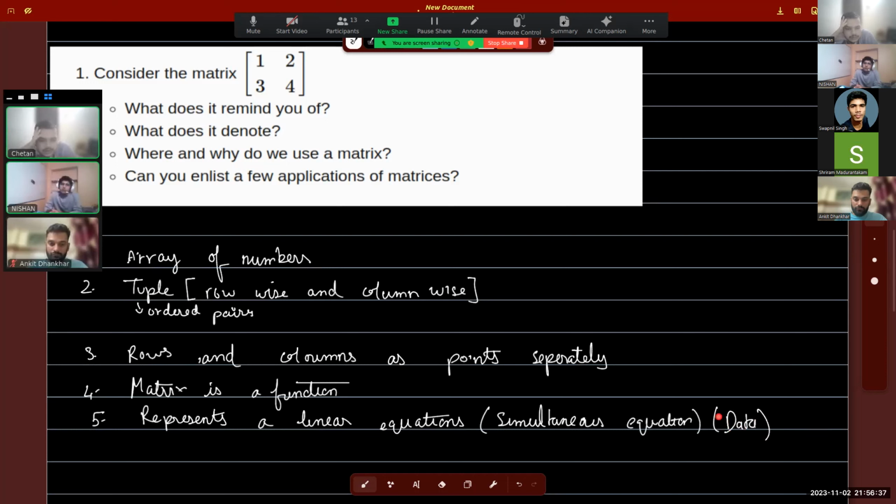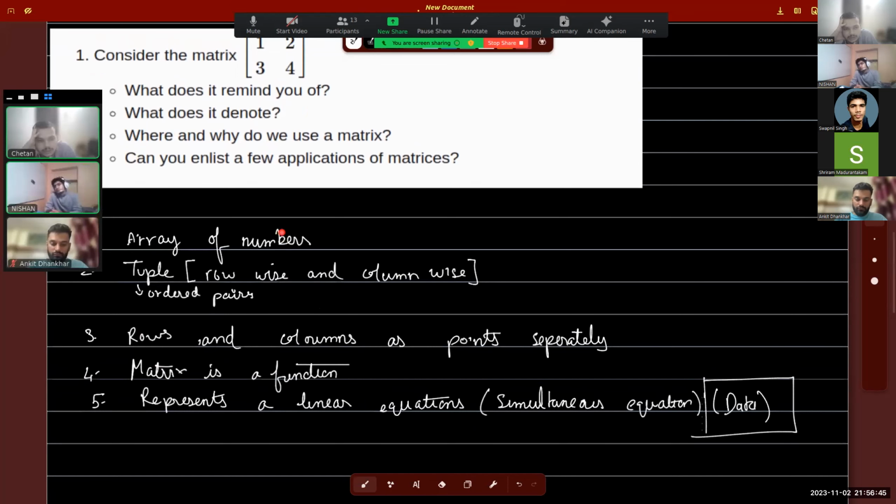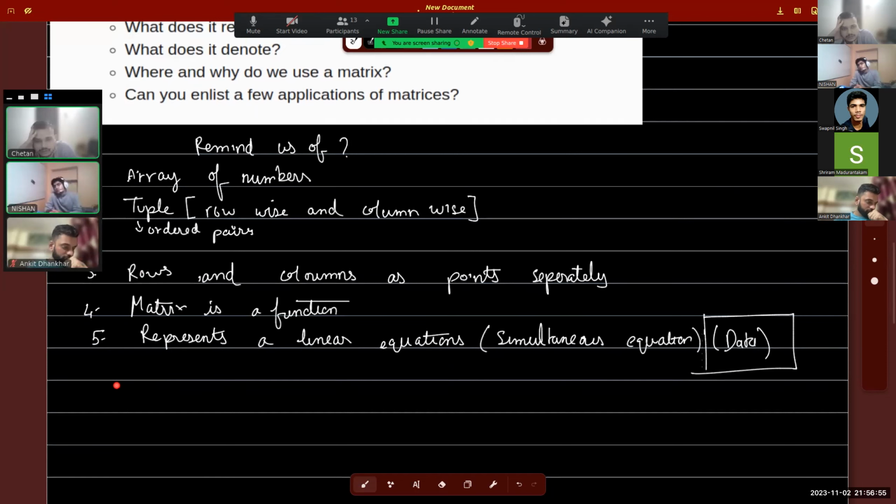We've discussed this first question, what does it remind us of. Now let's focus on the second one. What does it denote? Okay, we know what it denotes. It's a function. It denotes row vectors, column vectors. Where and why do we use a matrix?